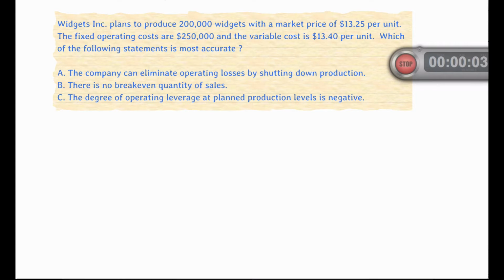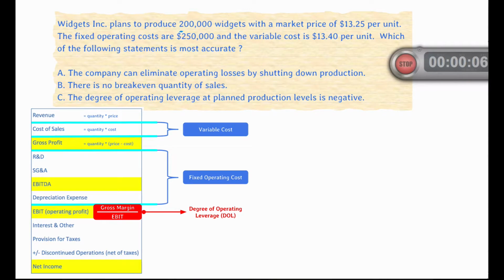Quickly reading this question, we're given the total planned production volume, the market price of the sold product, the fixed operating costs, and the variable costs per unit. Now the options refer to operating leverage and break-even quantities, etc. So let's think about what's presented here. The market price of our output is less than the variable cost. What this means is that for every widget produced, we're actually losing money. And no amount of widgets produced will generate enough profits to cover our fixed operating costs.